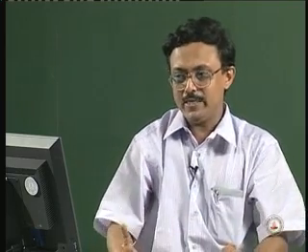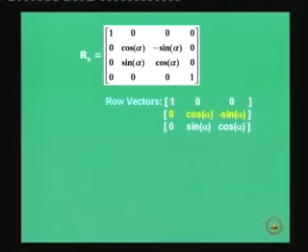Again, I repeat, this is the matrix Rx as given on top, and what are those row vectors? The first row vector is 1 0 0. For the second row vector, take the first 3 terms of the upper left submatrix: 0 cos alpha minus sin alpha. And the third row is 0 sin alpha cos alpha. So, these are the 3 row vectors in 3D. How will these row vectors look?